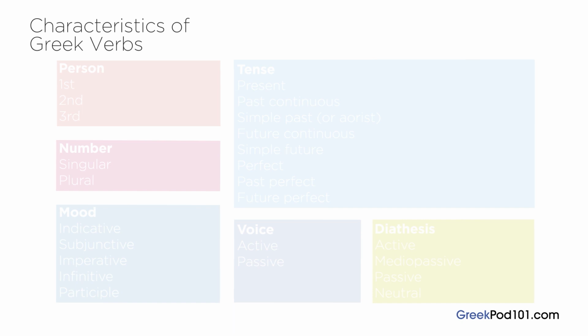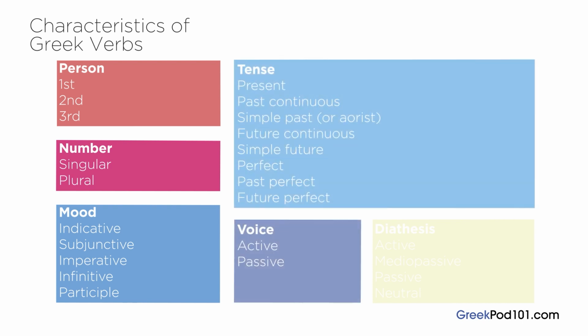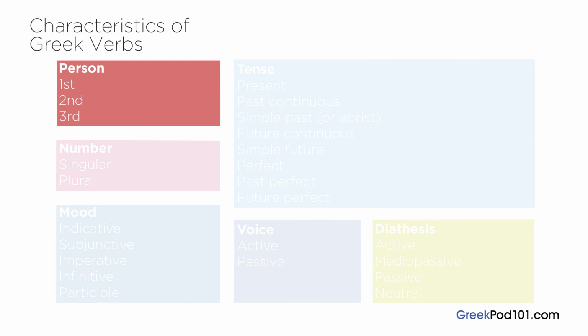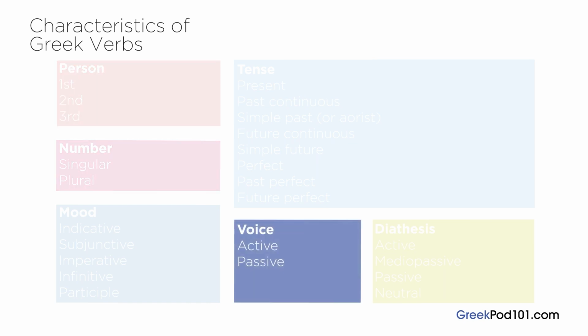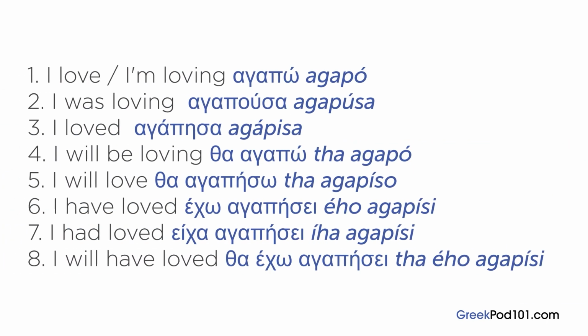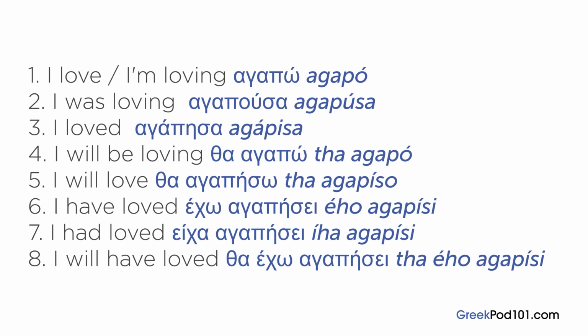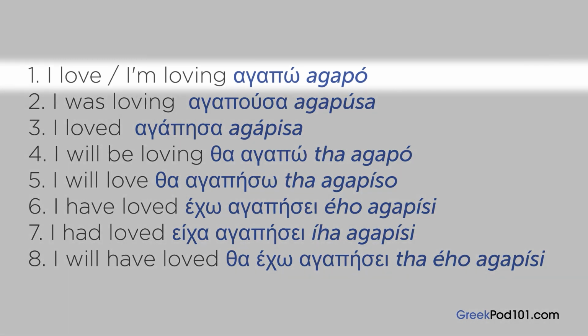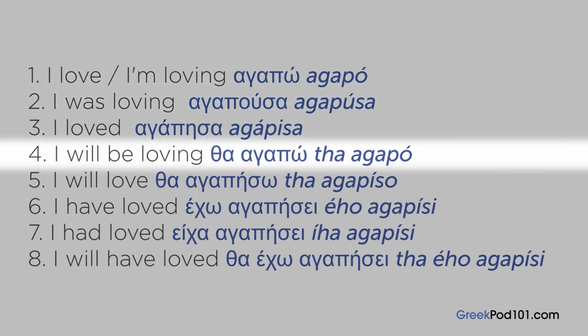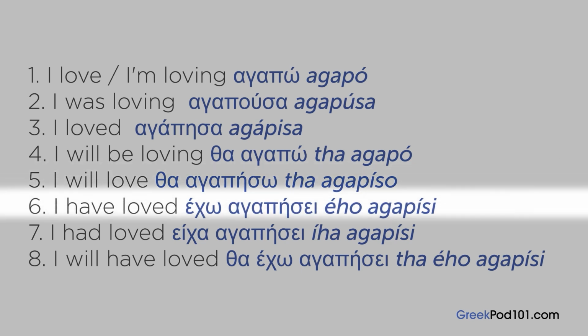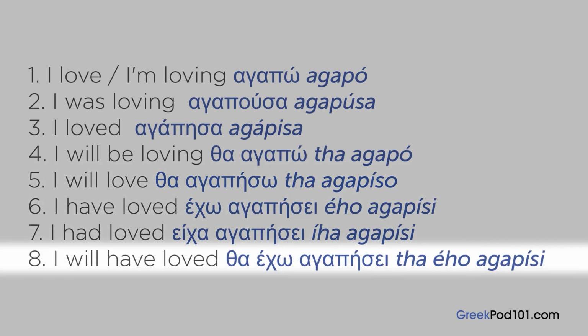There are 6 more characteristics that you need to keep in mind: the person, number, mood, tense, voice, and the diathesis. Just like in English, there are 3 persons, first, second, and third, for I, you, and he, she, it. There are 2 numerical forms, singular and plural, and 2 voices, active and passive. As for the tenses, there are 8 tenses in Greek. The present tense, which makes no distinction between the simple or continuous present, the past continuous, the simple past, the future continuous, the simple future, the perfect, the past perfect, and the future perfect tense.